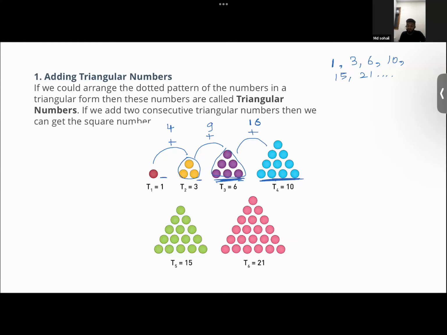Similarly, you add these 10 dots and these 15 dots. Next, you will be getting how much? It will be 25, right, guys? Similarly, add 15 and 21. Here you will be getting 36. So next we get 36.